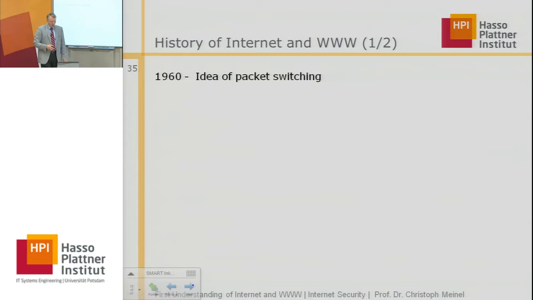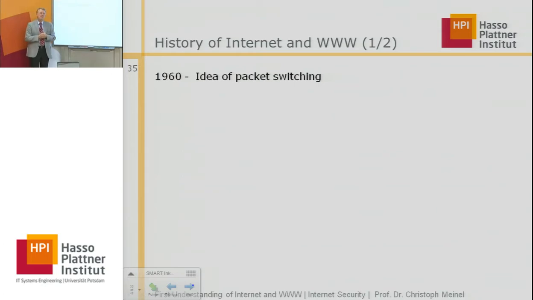Let's close this lecture with a short view on the history of the internet and the World Wide Web. In the 60s, the idea of packet switching came up. You remember in telephone communication, the two partners establish a line, a connection, and then they can use this connection line for interacting, and nobody can disturb them. This is a model that does not work well for computer networks.